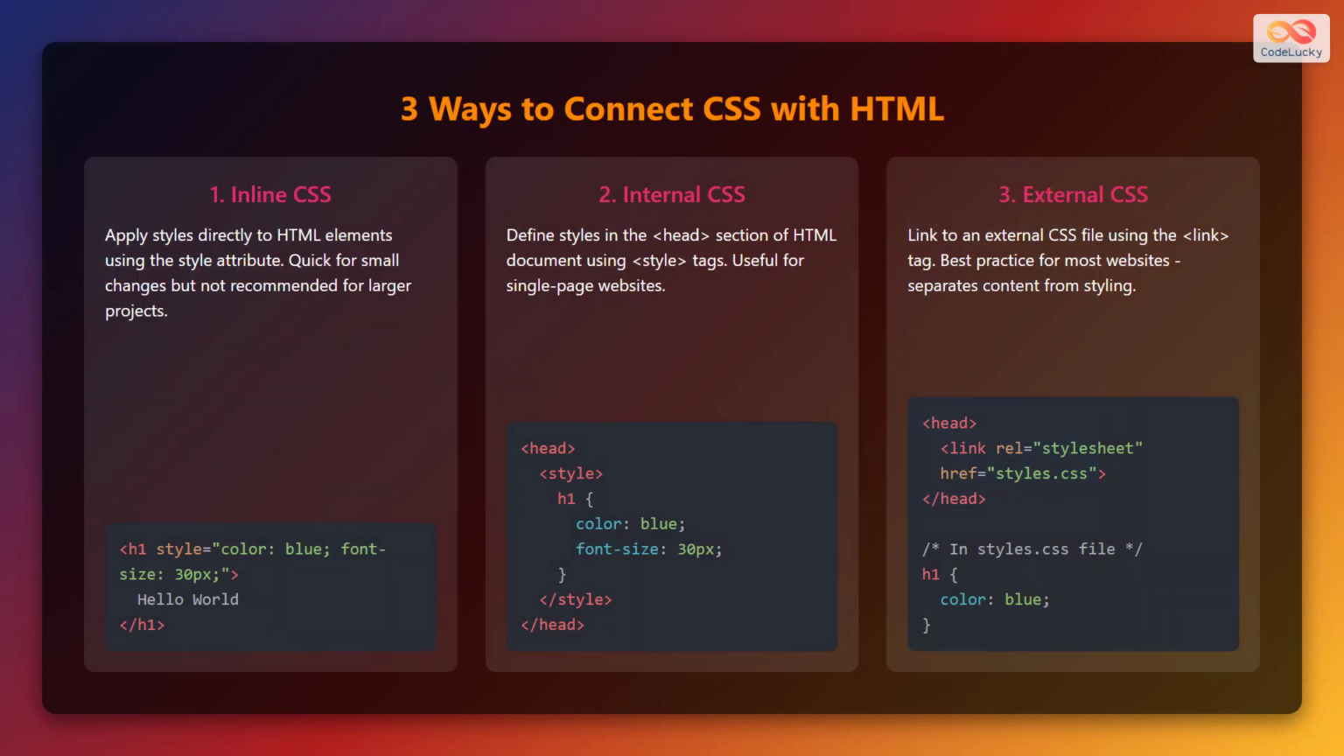There are three primary ways to connect CSS with HTML. Let's explore each of these methods. First, we have Inline CSS, where you apply styles directly to HTML elements using the style attribute. This method is quick for small, specific changes, but isn't ideal for larger projects due to maintainability issues. The code shows an example of heading 1 tag with the style attribute.